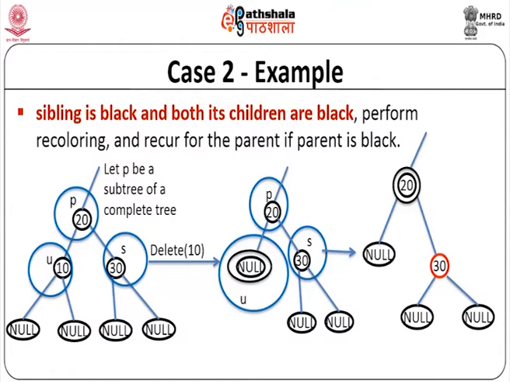Now, sibling is black and both, this is an example of that. Let P be the subtree of a tree, it is not a complete tree. Here S, the sibling, is black and both its children are black. So, perform recoloring and recur for the parent if the parent is black. Now you have a double black for the parent. What we did is we colored S red, and P was black, so now it becomes double black. So, recur for 20 to remove the double black from it. Again, you have to consider that and do some operation to remove the double black from it.